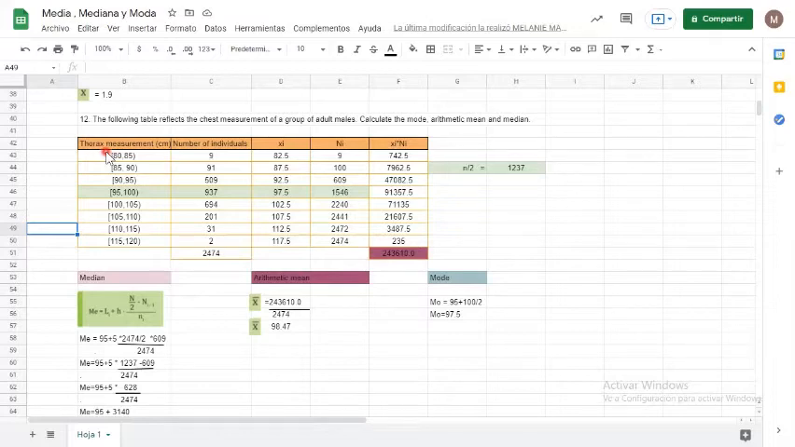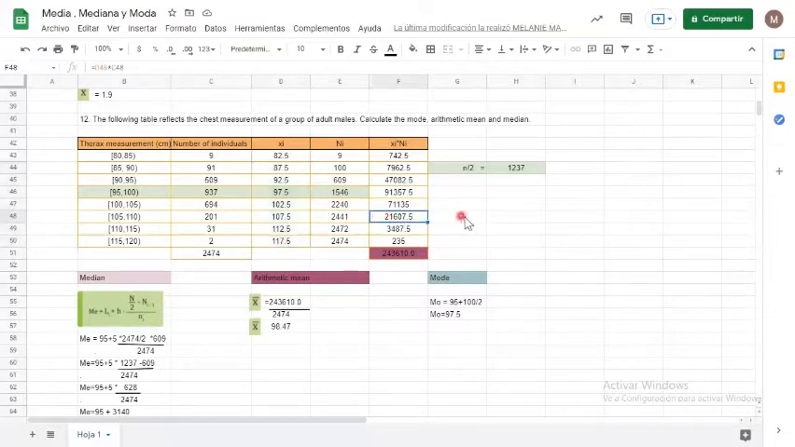We will use the class mark. For that we have to add the lower limit and the upper limit of each class and divide it by 2. For example, for the first class, 80 plus 85 is 165, divided by 2 is 82.5. This is what we did with all the classes, where we get the following data.